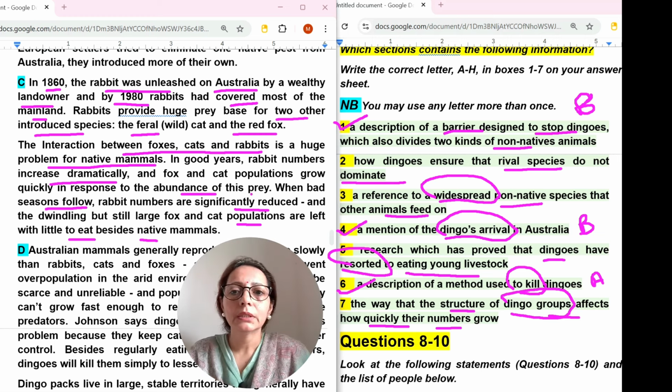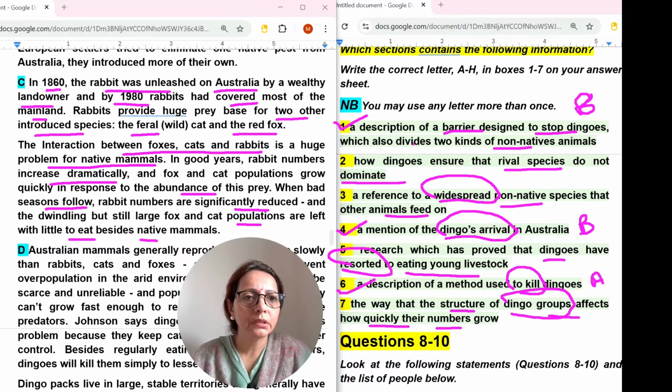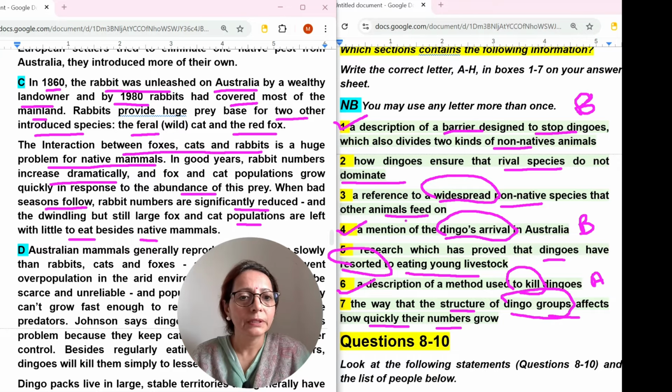Okay, mammals. So see, this is gone. How dingoes ensure that rival species do not? So there is no dingo ensuring that. So they are talking about some different kind of animal. So third, let's read: a reference to a widespread non-native species that other animals feed on. So that is non-native.